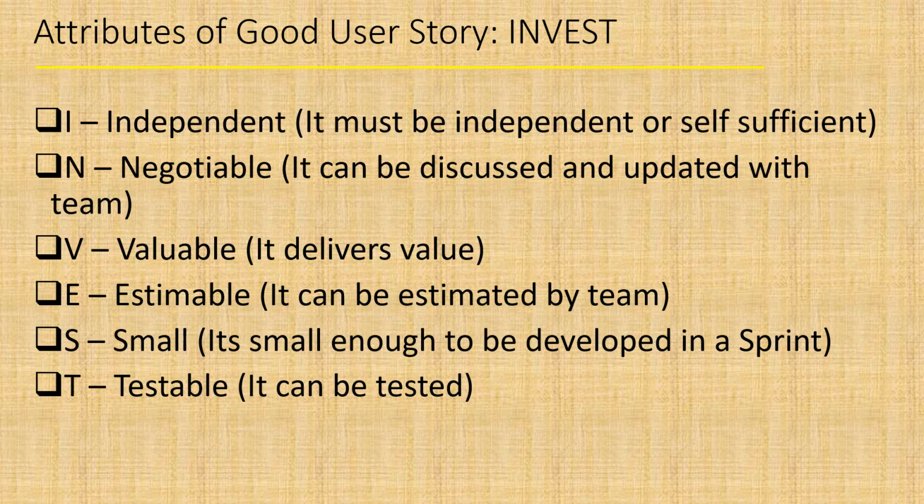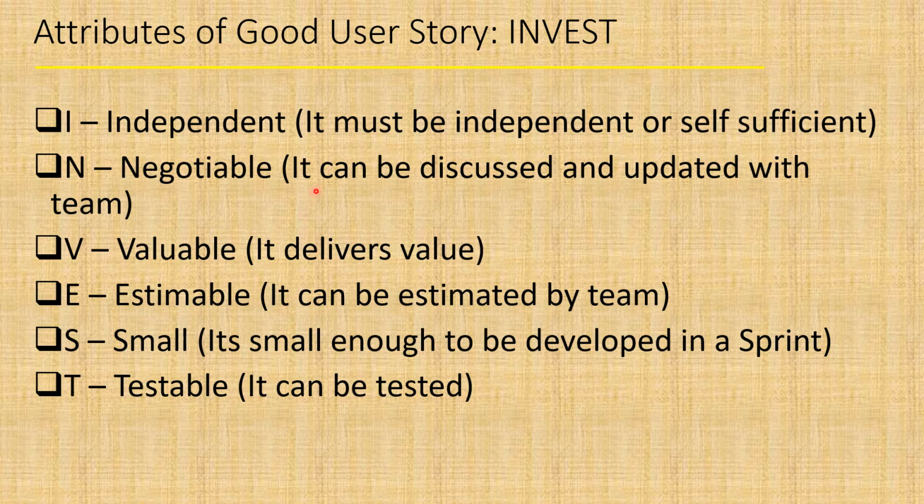Now what are the attributes of a good user story? In Agile Scrum, we define the attributes of a good user story using an acronym called INVEST. INVEST is basically used to define the properties of a good user story. So I stands for independent, N stands for negotiable, V for valuable, E for estimable, S for small, and T for testable.